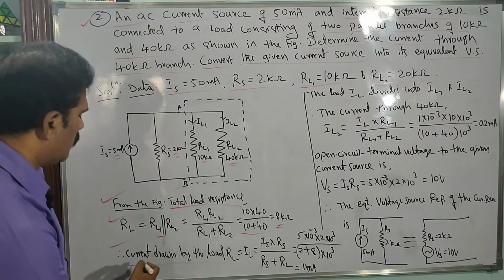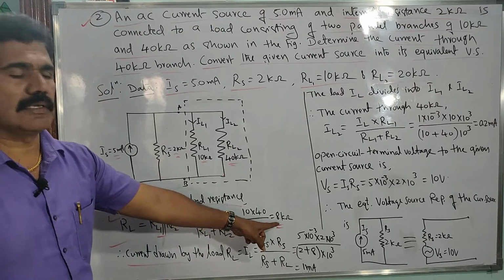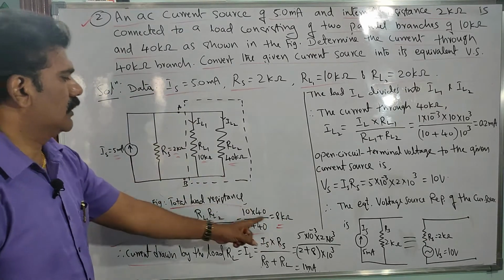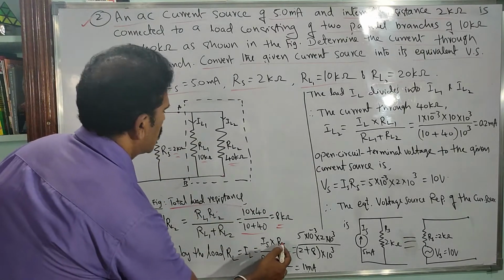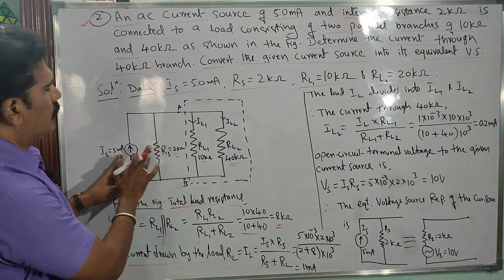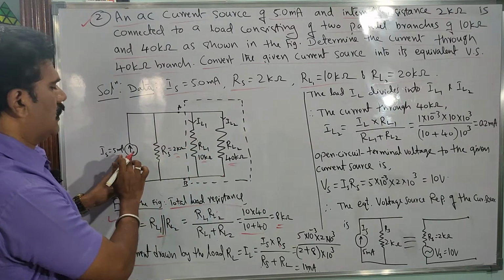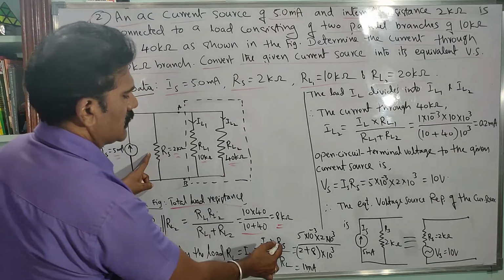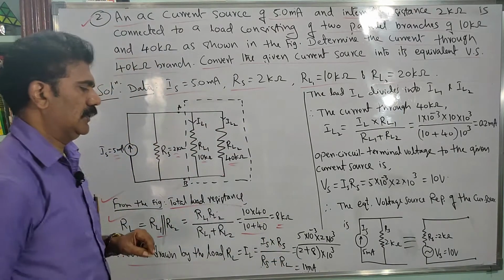So the total resistance RL is 8 kilo ohms. Now the total current drawn by this total load resistance is given by the formula Is into Rs. We have to consider the total current from the current source, and now these two resistances become parallel to each other, right? So the current drawn by the total load must be equal to Is into the internal resistance Rs divided by Rs plus RL. Okay, substitute now.